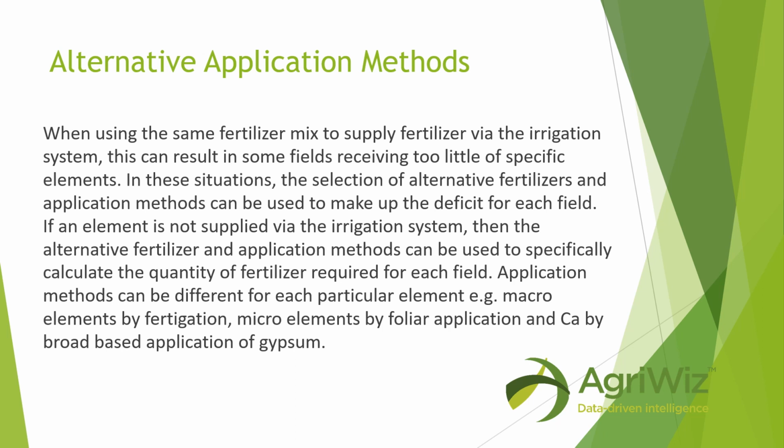The following 2 slides apply to choices that you might make when creating your fertilizer mix. When using the same fertilizer mix to supply fertilizer via the irrigation system, this can result in some fields receiving too little of specific elements. In these situations, the selection of alternative fertilizers and application methods can be used to make up the deficit for each field. If an element is not supplied via the irrigation system, then the alternative fertilizer and application methods can be used to specifically calculate the quantity of fertilizer required for each field.